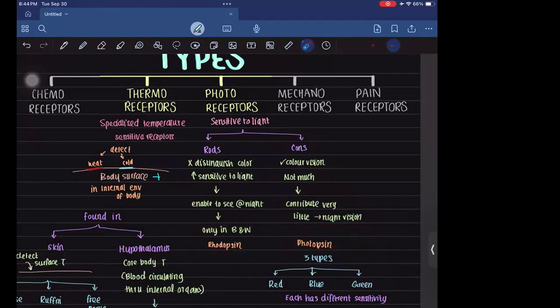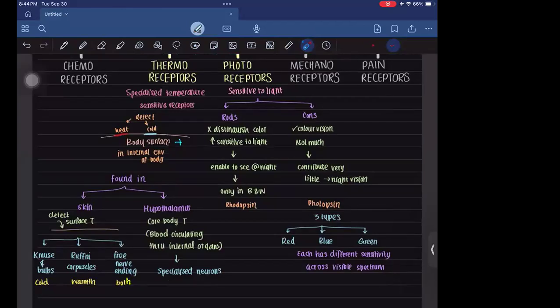Then under cones, there are three types of cones present, and each of these has different sensitivity across the visible spectrum. Which means in the visible spectrum, you will have different wavelengths for different colors, right? So if you are looking at a red color, the particular receptor which detects it, the particular cone, will get activated. So based on that, there are three types for three colors: red, blue, and green.